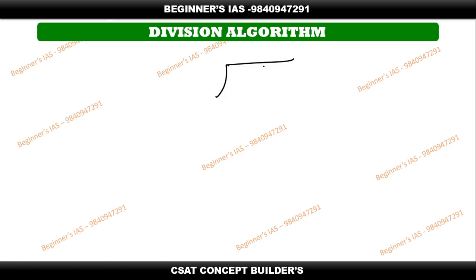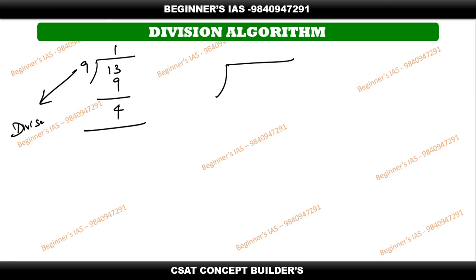So what do you mean by division algorithm? In your school days you have learned like this. Now 13, 9, then what would be the remainder? So 1, then 9, sir, here 4. So here this is nothing but the divisor. Okay, then this is nothing but the quotient. Then this is nothing but the remainder. So this logic only you are going to apply here in the division algorithm.